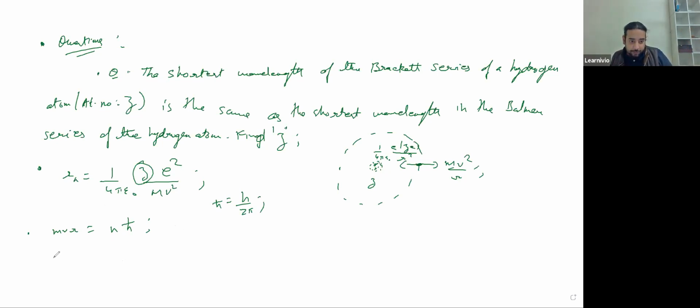From these two equations, essentially, this is n. What do we get? Okay, let's just do this calculation. This is like a 2-minute calculation.